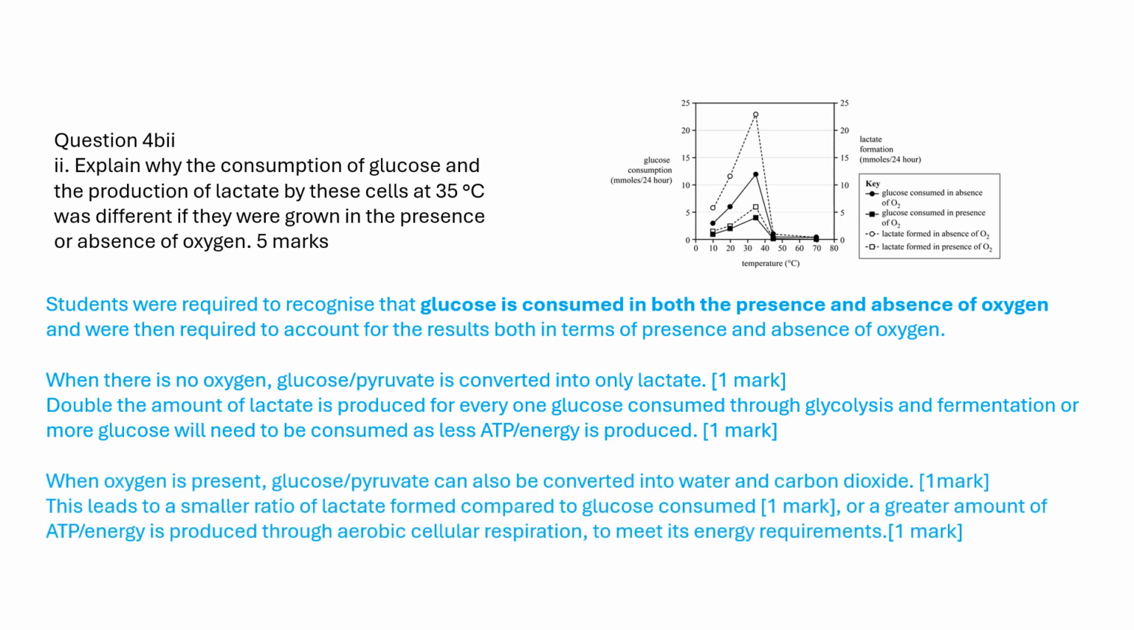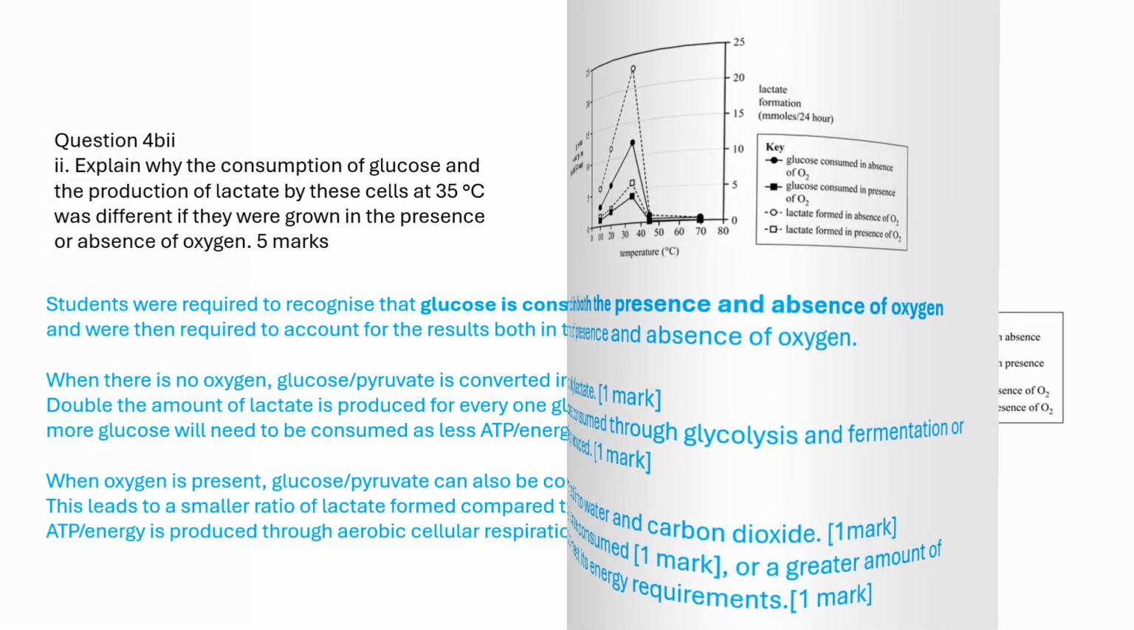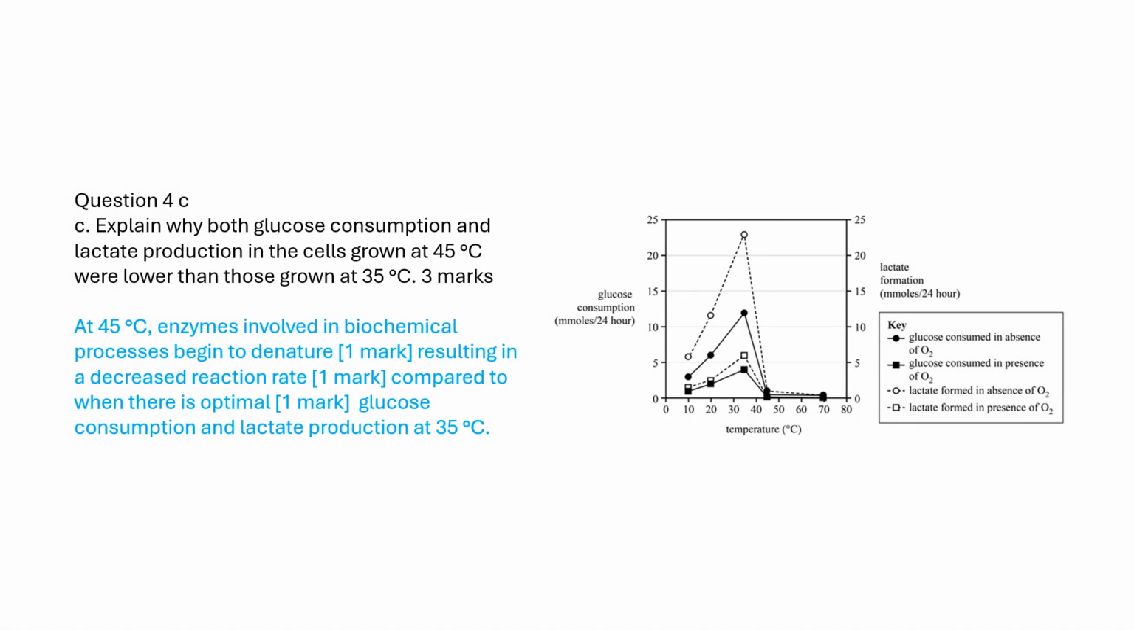When oxygen is present, glucose/pyruvate can be converted into water and carbon dioxide. This leads to a smaller ratio of lactate formed than glucose consumed, or a greater amount of ATP/energy is produced through aerobic cellular respiration to meet its energy requirements. At 45 degrees Celsius, enzymes involved in biochemical processes begin to denature, resulting in a decreased reaction rate compared to when there is optimal glucose consumption and lactate production at 35 degrees Celsius.